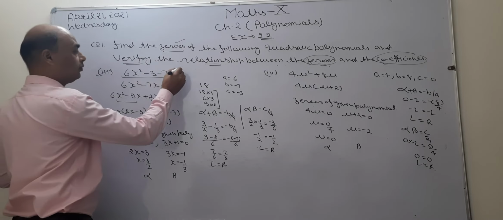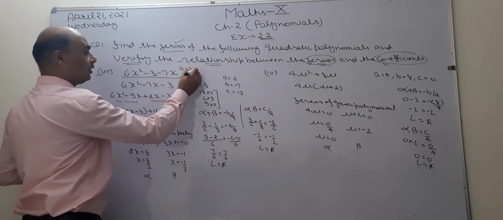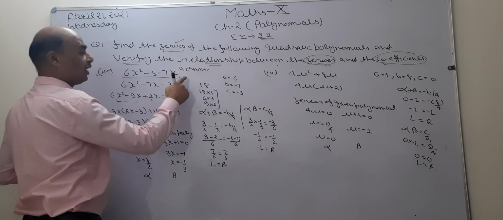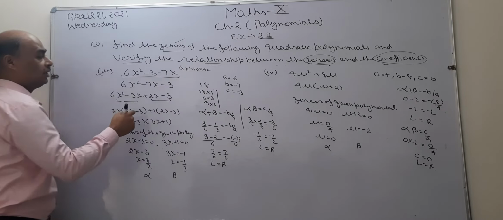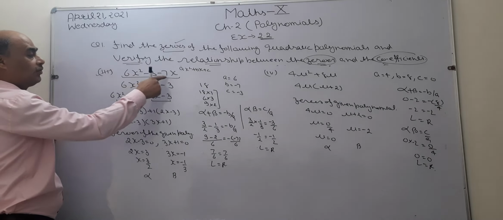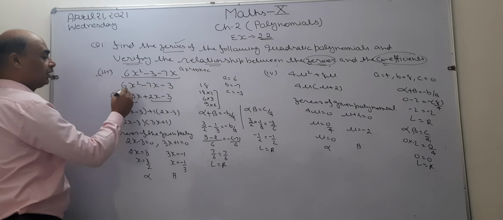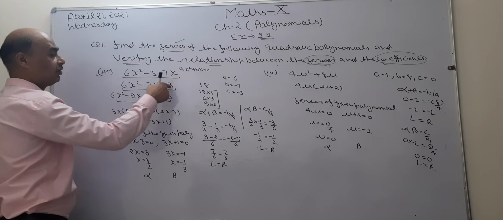What is the standard form? Ax square plus bx plus c. After x square, x is there and constant term in the end. Now see, in the same way, write first 6x square, after that minus 7x minus 3. Now this is in its standard form.